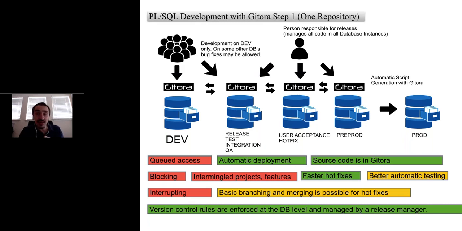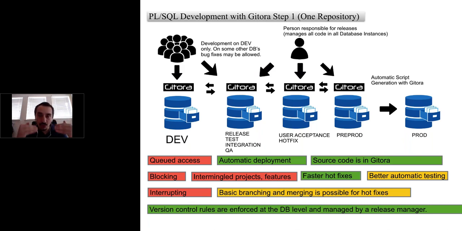So we got faster fixes, which is great. I mean, now I can work on any number of databases we have. So we kind of have basic branching and merging because we have hotfix branches. And the last point that I love is that version control rules are now enforced at the database level. And you can even have a release manager if you want to manage the whole thing.